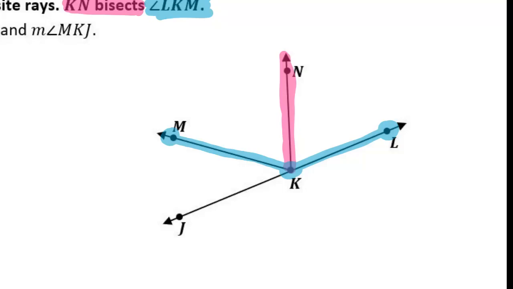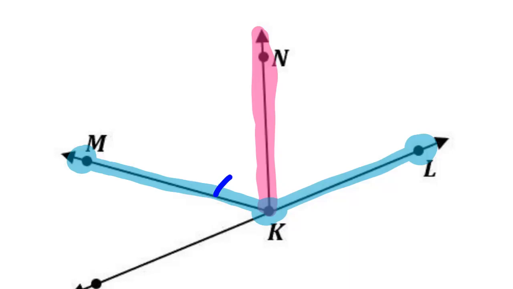Because this pink ray, KN, is bisecting this blue angle, what do we know about these two smaller angles? They are congruent. Absolutely correct. So I'm going to go ahead and mark them with some congruence markings to show that they are the same size.